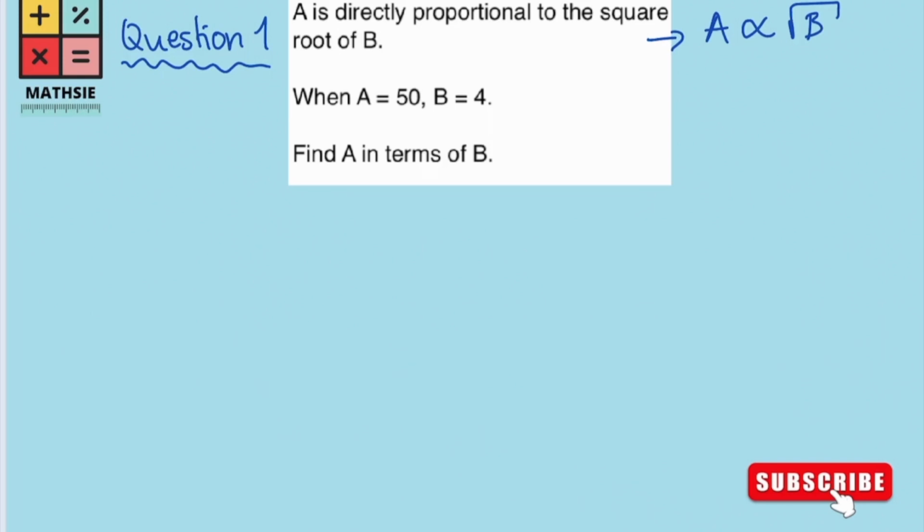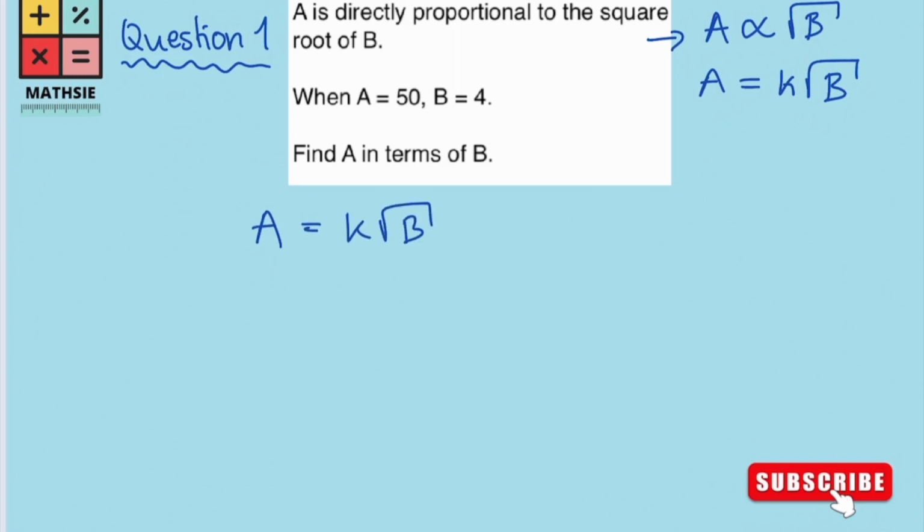So now that I've translated the question, I need to turn it into an equation. How do we turn it into an equation? We just substitute the proportional sign with equals, and then k times the square root of B. So my equation is A is equal to k square root B.